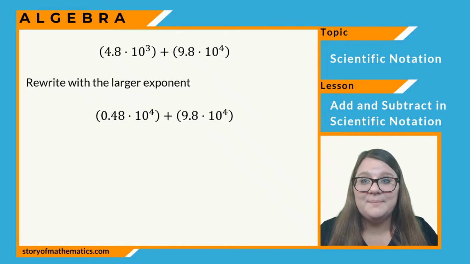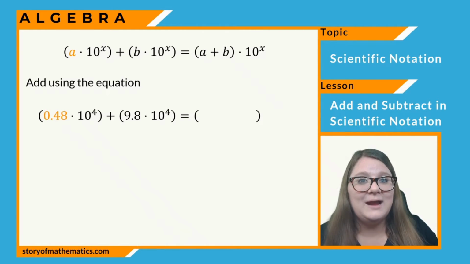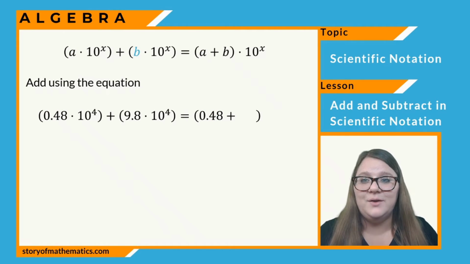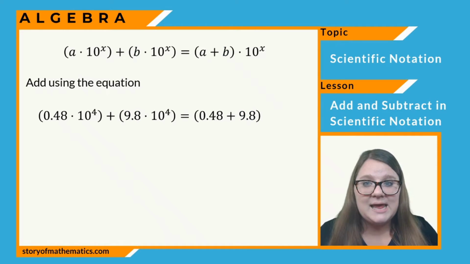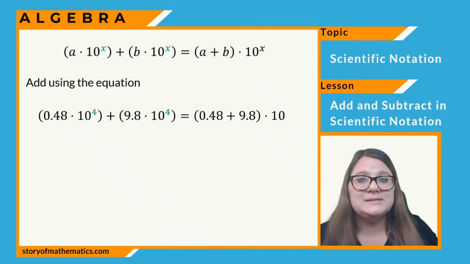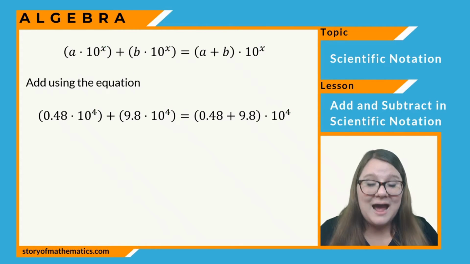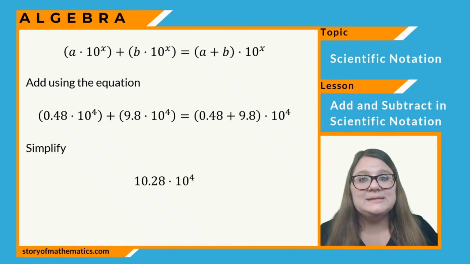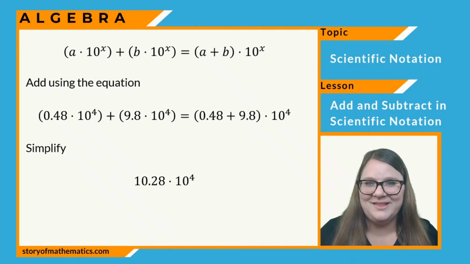Now that I have that set up, I'm going to be able to add using the traditional equation. My a is 0.48, and then I'm going to do plus my b value, which is 9.8. And that's going to be times 10 to the 4th, because that's the exponent that we have everywhere else in the problem. After that, I'm able to simplify. 0.48 plus 9.8 is 10.28, and then I carry down my 10 to the 4th.